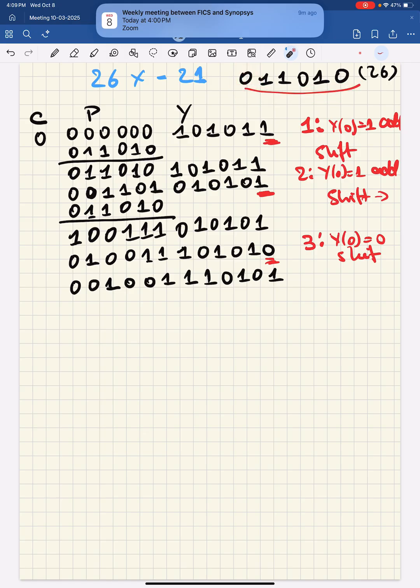This is what we call the regular logical shift. When we shift a number and fill up with 0, that's the regular logical shift. But when we shift with the 1, we're preserving the sign. That's called the arithmetic shift. Now let's see the fourth iteration, iteration 4.